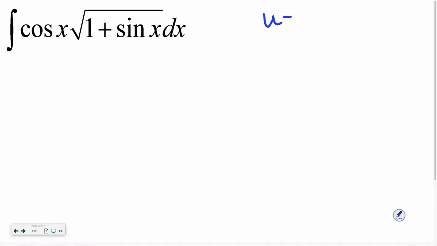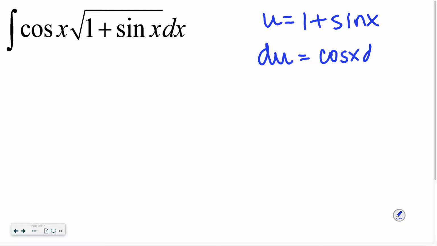So if u equals cosine, well, you want u under the radical? Yeah, so 1 plus sine, which makes du cosine of x dx. And do we have cosine of x dx? We have exactly that, right? This is like the perfect u substitution problem.